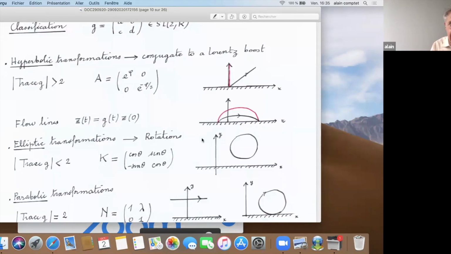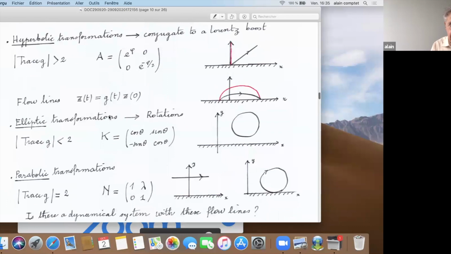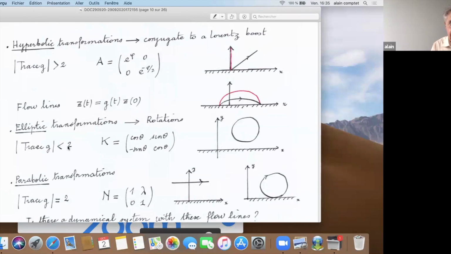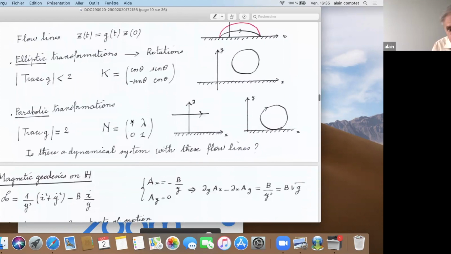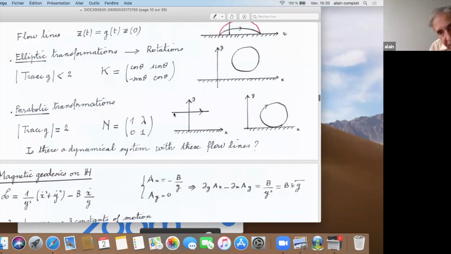In a similar way, elliptic transformations correspond to matrices whose trace is less than 2. They are realized as rotations, and their flow lines correspond to these circles. And parabolic transformations, which correspond to the little group of light vectors, are translations, as we saw. The flow lines are these lines. You see, y stays constant. You just change x to x plus lambda. So this is really the flow line.